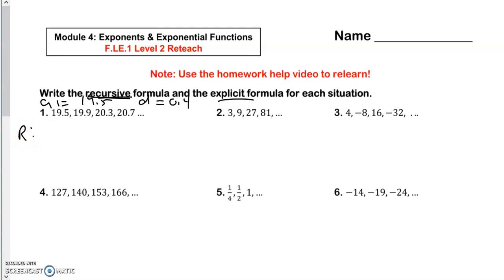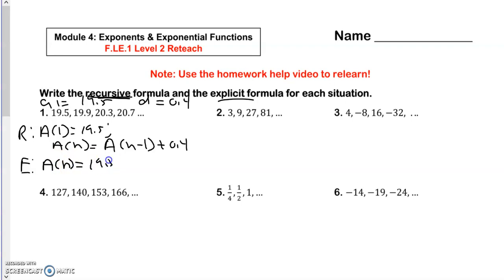So the recursive and explicit. So I'm going to write it. The recursive always means you write the first number and then you put a semicolon, and then you're going to write A of n, and now with arithmetic, it's more like a distributing thing. So we're going to write A of n minus 1, and I'm going to put plus 0.4. Now, the explicit formula, I do A of n equals 19.5 plus 0.4 times n minus 1.